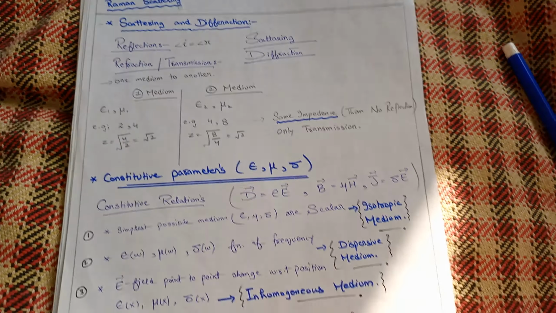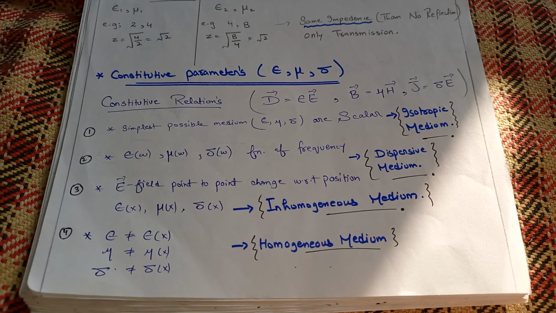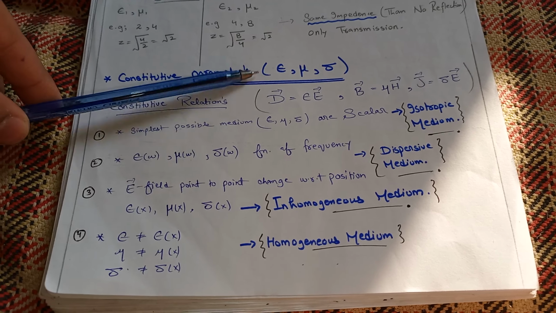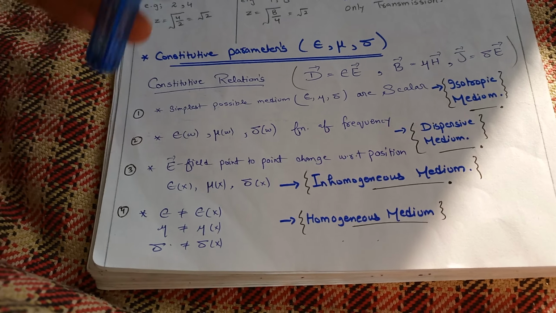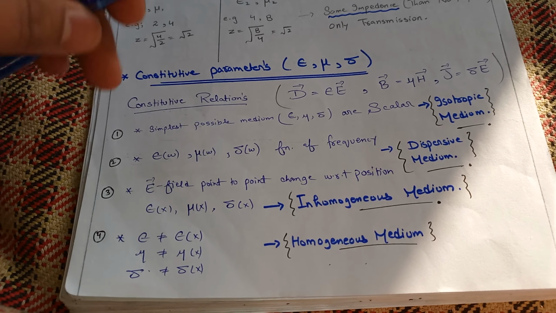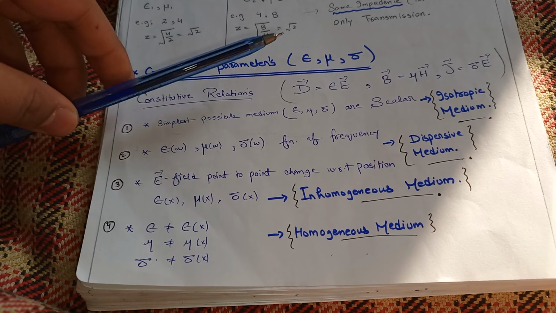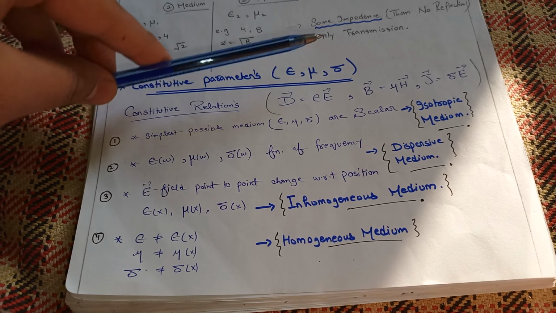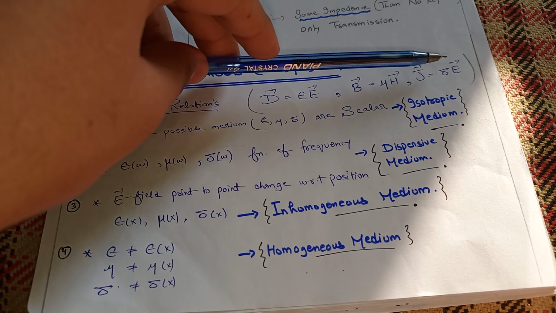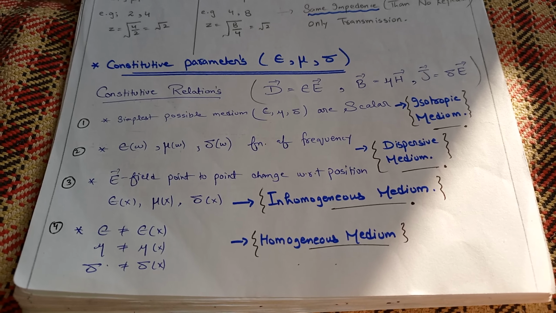Now let's move towards the constitutive parameters. The constitutive parameters are these. You already know epsilon is the electric response, and mu is the magnetic response, and there is another factor, sigma. You know that D equals epsilon E, whereas B equals mu H, whereas the current J equals sigma E. These are the constitutive parameters.